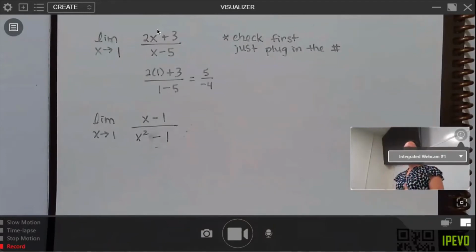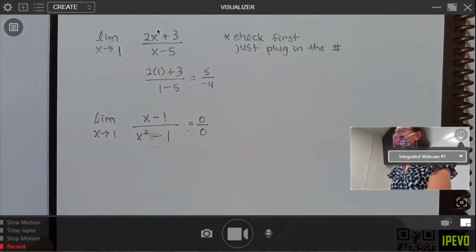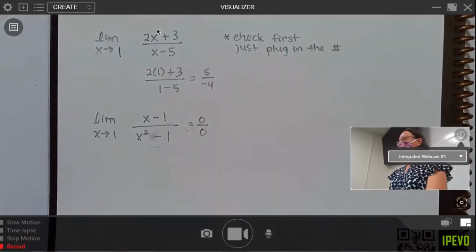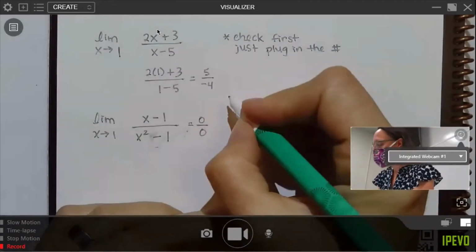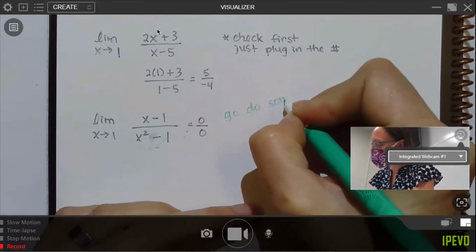So the first thing that I'm going to try with any limit problem is to just plug the number in. But what do we get when we plug in 1 on the top? Totally. Now, if you get 0 over 0, this is whispering to you: go do some algebra. So if you plug the number in and you get 0 over 0, just imagine that this problem is talking to you and saying, go do some algebra.